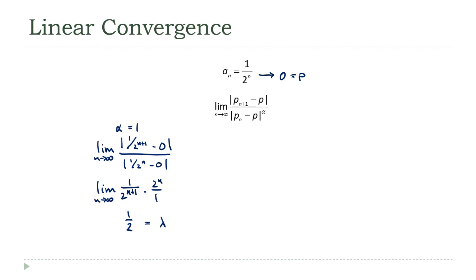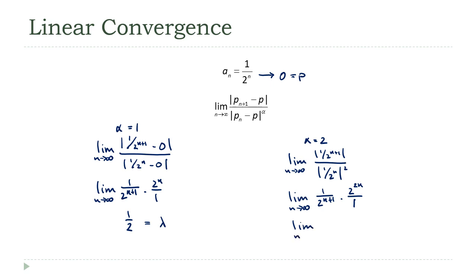Well, if we let alpha equal 2, what happens? Then we essentially get the same thing here. The limit is going to be set up the same. The only difference is that I'm going to add that exponent in the bottom. So this is 1 over 2 to the n squared. So this becomes the limit as n approaches infinity of 1 over 2 to the n plus 1 times 2 to the 2n over 1. All right, and that's going to give us a very different result.